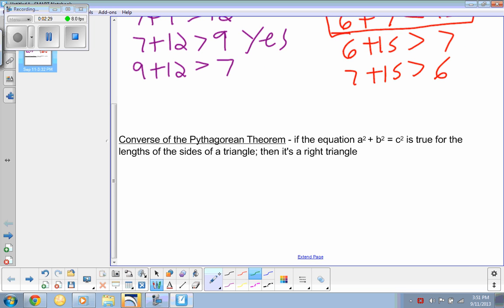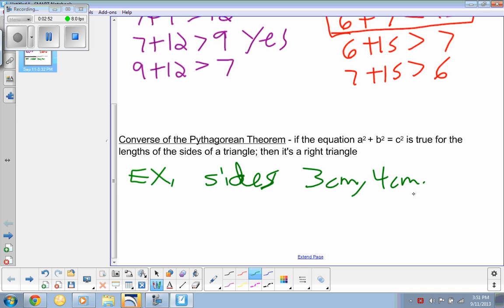Well, that would make sense, right? Because that's what we've been doing this whole time. Remember that the Pythagorean theorem only works for a right triangle, so that would make sense. We just haven't called it this. So if I have a triangle that has sides that are 3 centimeters, 4 centimeters, and 5 centimeters, will that make a right triangle?